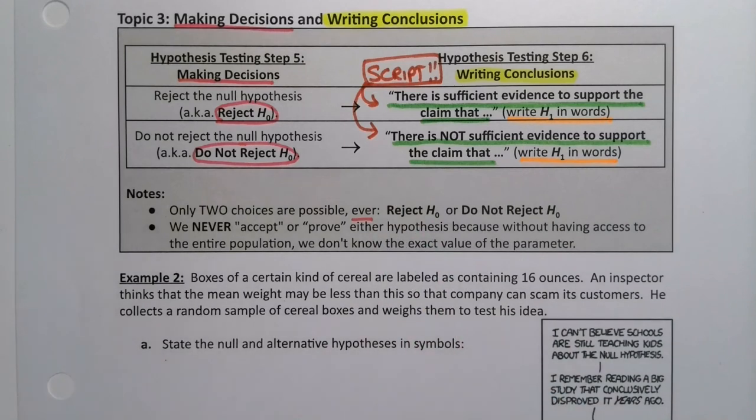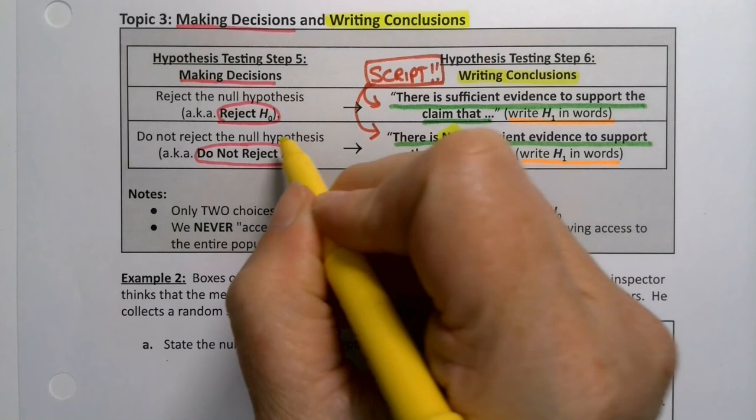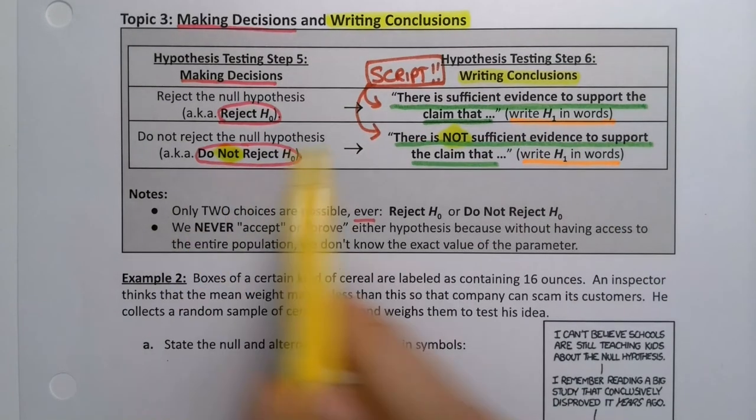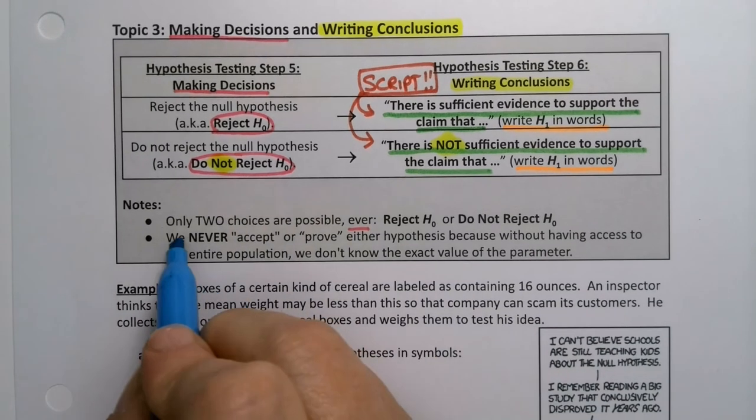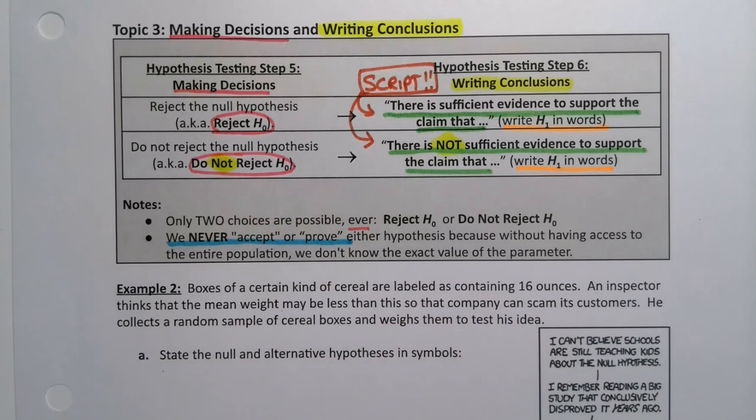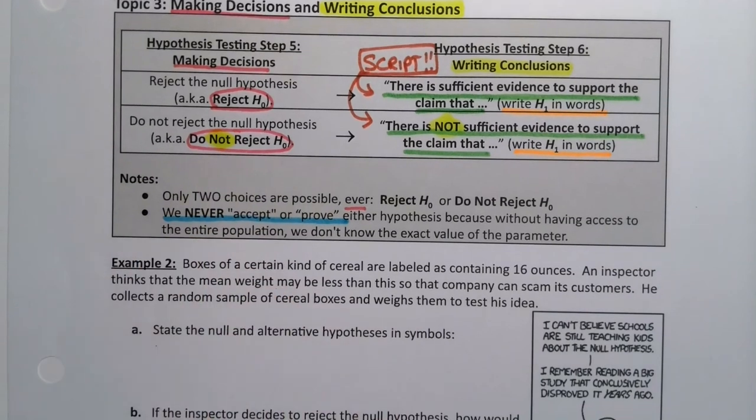Now, the big difference between these two is, of course, the word not. This one has not because it goes with do not reject. When you do not reject, there is not sufficient evidence to support the claim. We never accept or prove anything. I can't say, oh, I accept H1. Nope. You do not accept anything. If I see the word accept, I mark the whole problem wrong, and then you're very unhappy. So we never, never, never accept or prove anything. We don't prove hypotheses are true or false, although sometimes I will slip up and say that terminology. But what we're showing is that we have sufficient evidence to support H1 or H naught, but that's all we can do. And we'll talk more about that in another page or so.